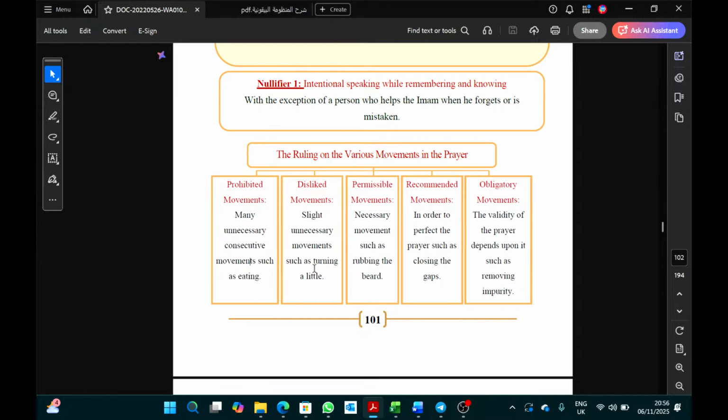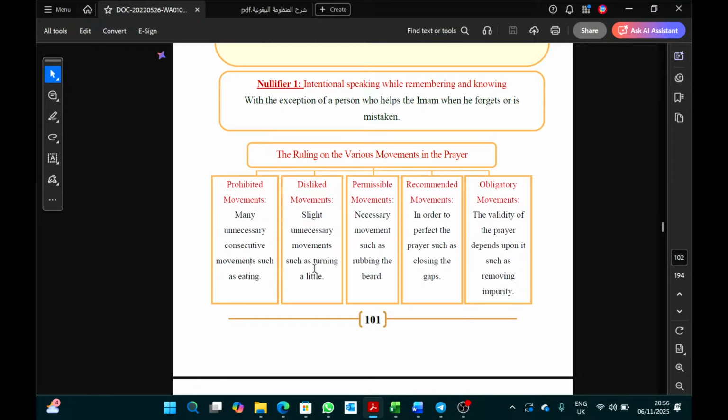What's permissible? Necessary movement. And you got a really bad itch, you can't concentrate with that itch, khalas. You carry on. Permissible. Okay? Or a fly lands on your nose, khalas. Permissible. Recommended, is any movement that completes the salah. And if there's a little gap between you and the next person, you can move a little bit and close that gap, for example. Okay?